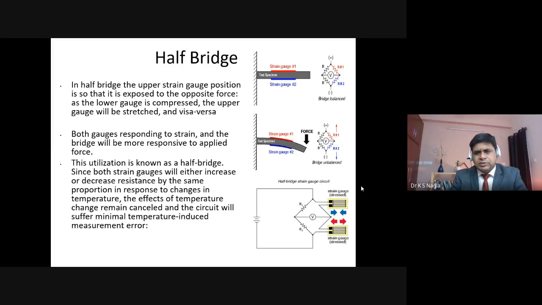In this case, the electrical bridge has two different arms, R1 and R2. R1 is connected to the strain gauge placed on the upper side of the cantilever, and R2 is connected to the lower side of the cantilever. As you apply the force, the lower strain gauge is compressed and the upper strain gauge is stretched. So in both cases the resistance R is changing, which causes a large variation in the deflection. That's why the half bridge is used.